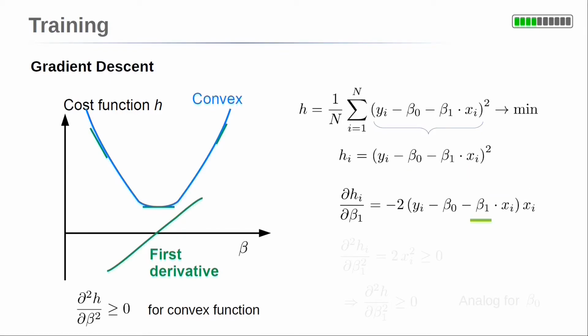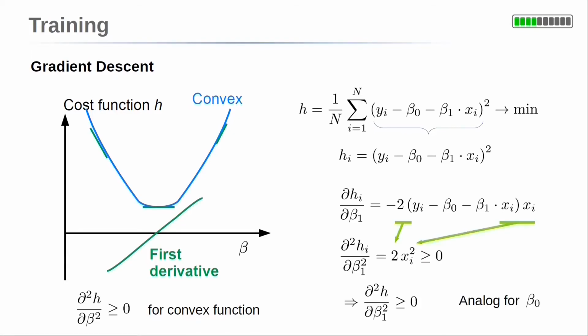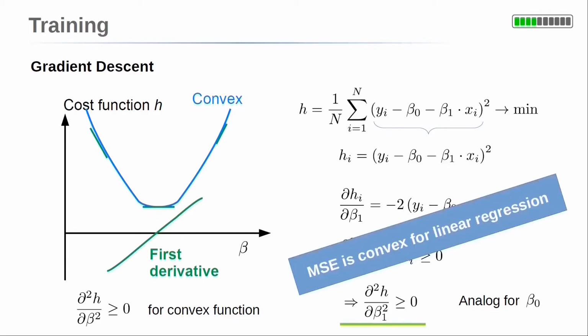The second-order derivative is then pretty easy to calculate because this expression is a linear function of beta 1. This gives 2 times x squared. This is always greater than or equal to 0. Note that a similar calculation also holds for beta 0. So consequently, our cost function is convex, which is a pretty nice property.